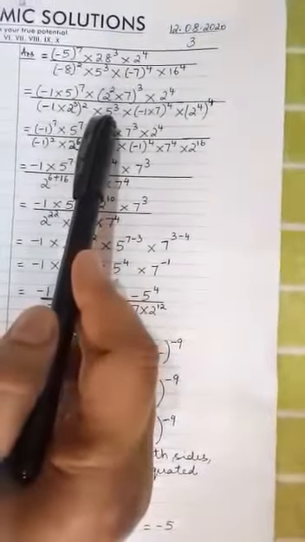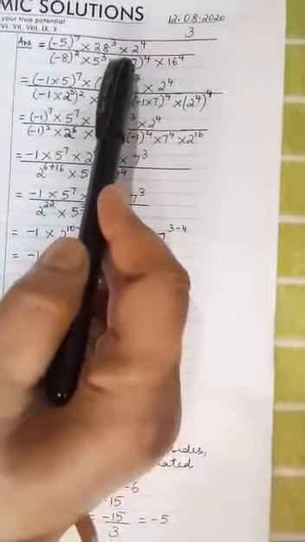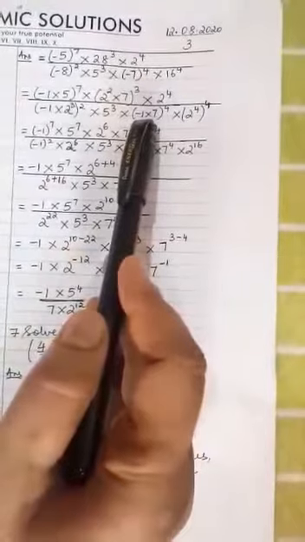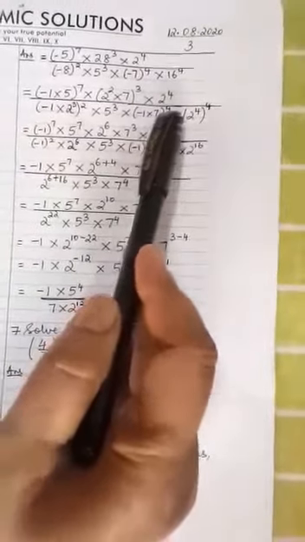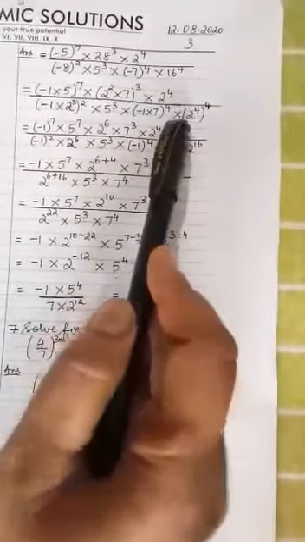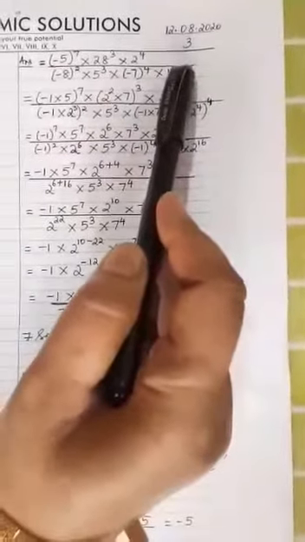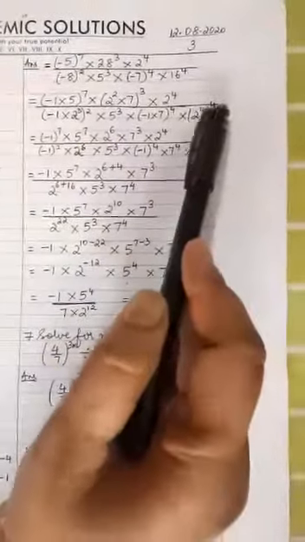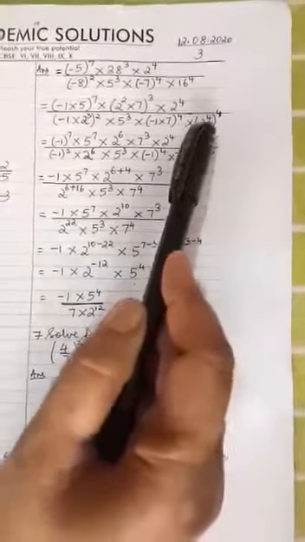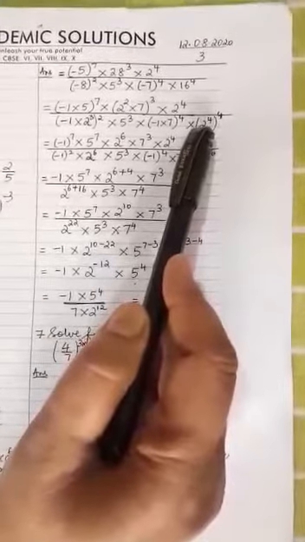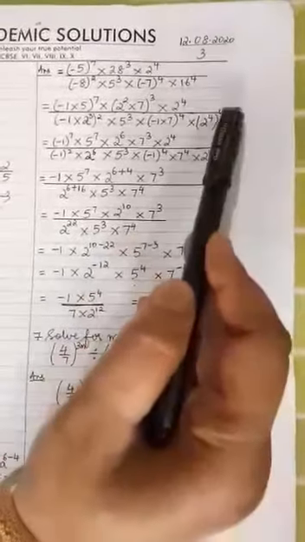Multiplied by 5 cubed. See here again, separate the minus sign from 7. So write it as minus 1 into 7, the whole power 4. Multiplied by 16, which is 2 to the power 4. And you can see the power 4 here. 16 is raised to the power 4, so this is 16, and 16 is 2 to the power 4, and this power 4 out here.